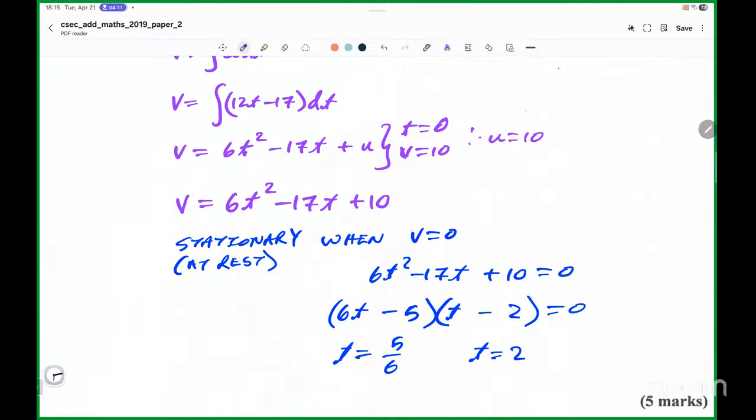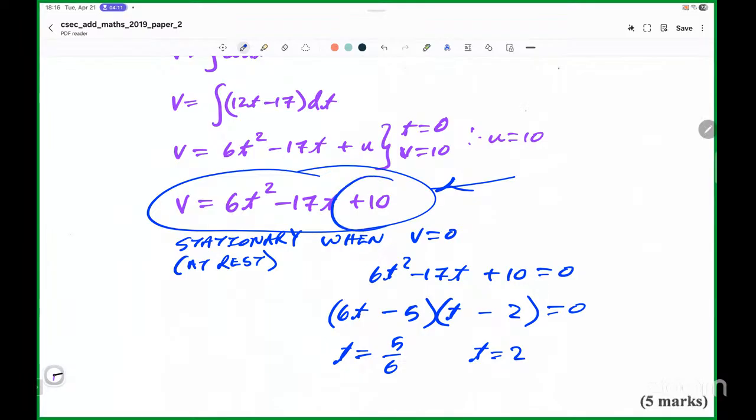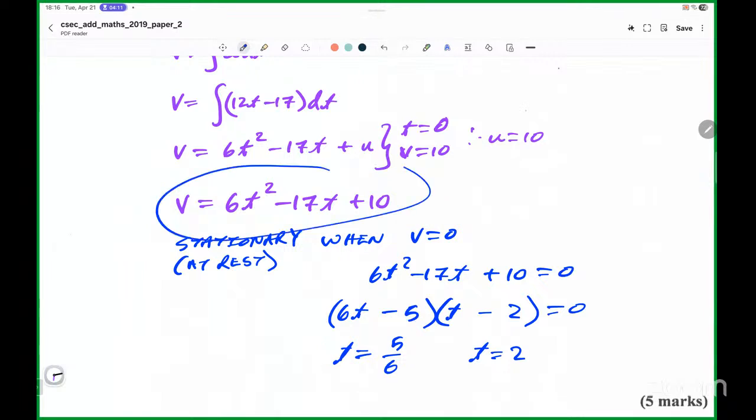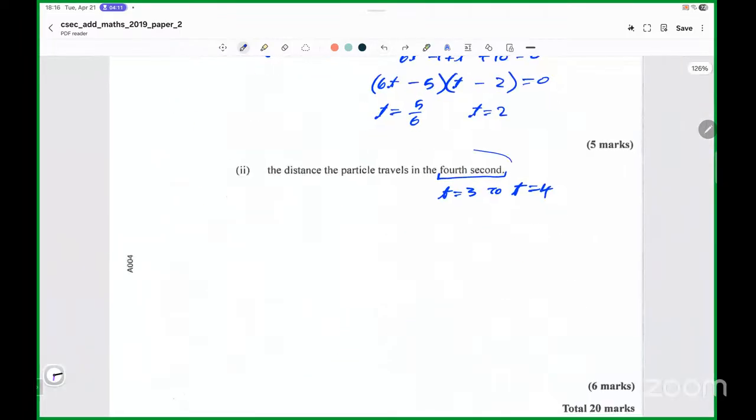Now, let me put this in perspective for you so we can appreciate it a little bit better. You see, these two will be where your velocity time graph intersects the x-axis. What I'm going to do is make a sketch of that velocity time graph. It's a quadratic graph. It has a smile shape, and it crosses the y-axis at 10 and intersects the x-axis, or the t-axis, at these two places. So I'm going to draw this velocity time graph so we can appreciate what this really means.